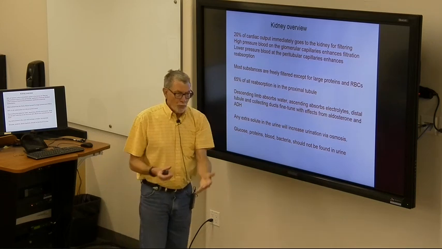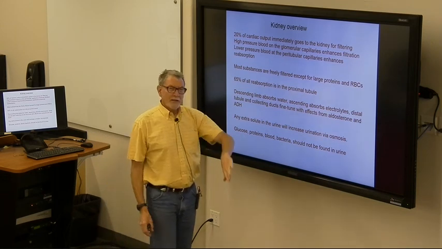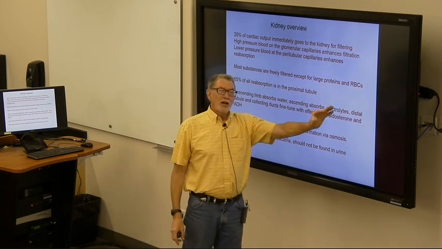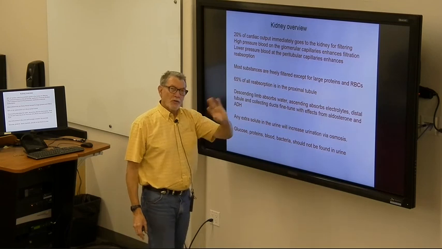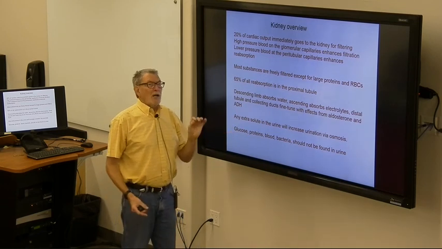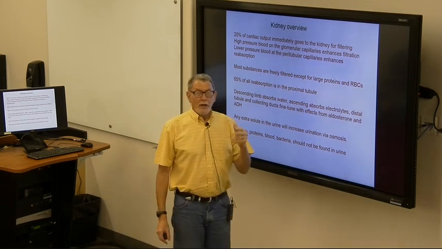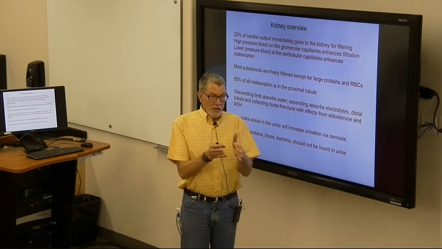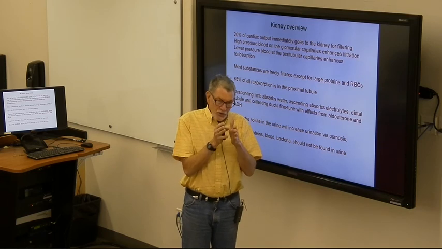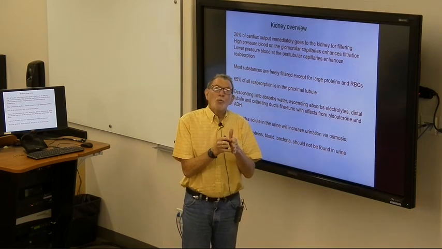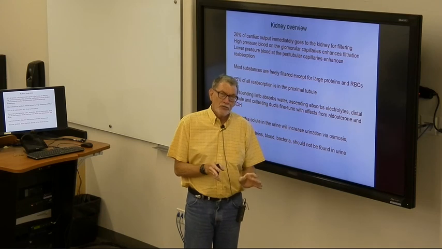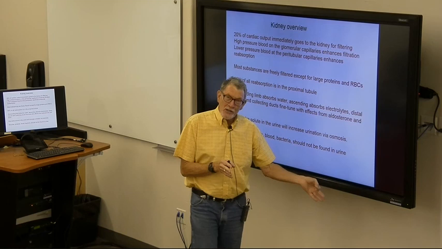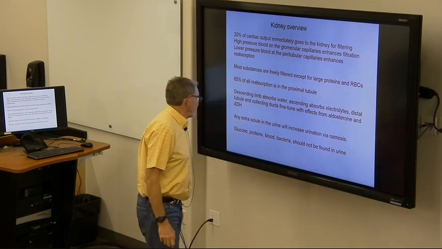Descending limb mostly absorbs water. Ascending limb absorbs electrolytes. The collecting duct then is a true fine tuner, the distal tubule and collecting duct, and they respond to aldosterone and antidiuretic hormone in deciding how much water will be reabsorbed finally to concentrate that urine, so that you pee out only what you need to pee out and you retain the rest.